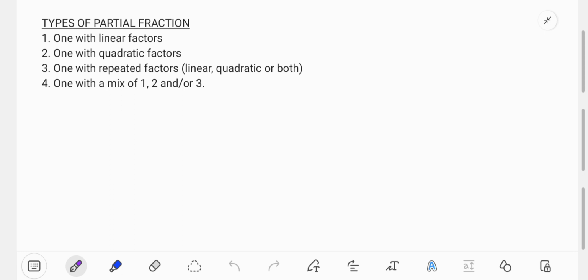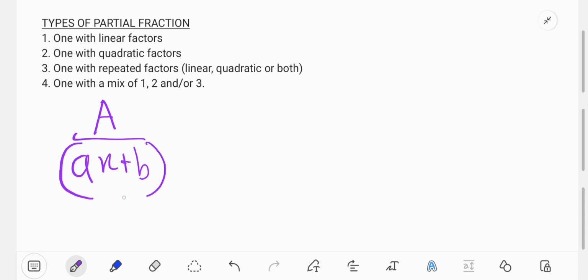So a fraction of this form, let's say a on ax plus b. If you have a fraction like this, the denominator is ax plus b. Now this denominator over here is a linear factor. What makes it a linear factor is the presence of this x. In other words, the highest power of x in the denominator is 1, and any expression with the highest power of x being 1 is a linear factor.